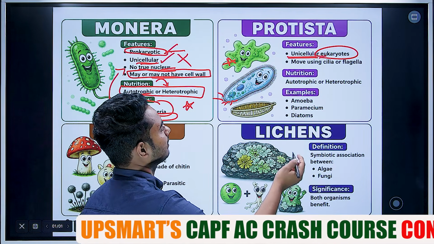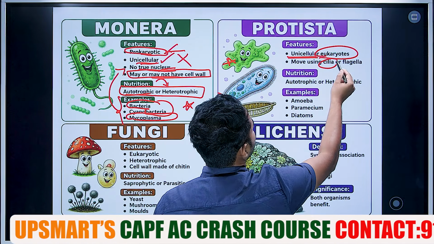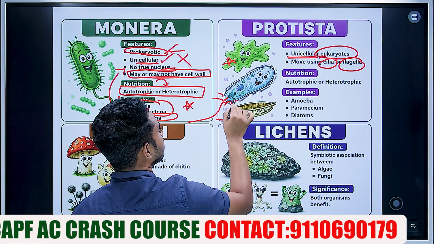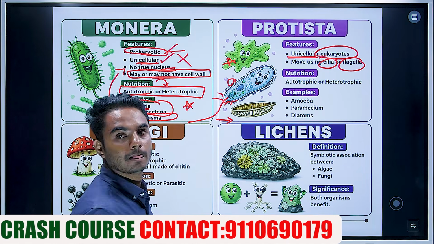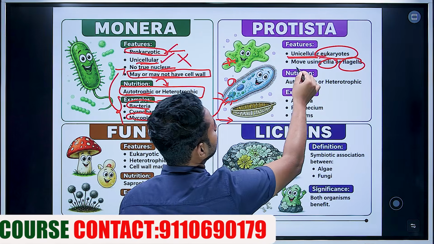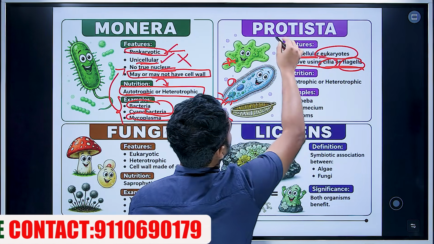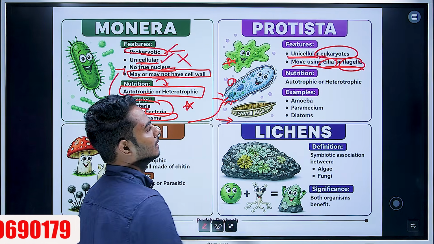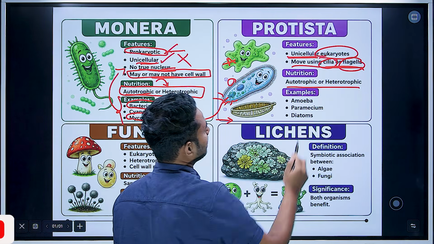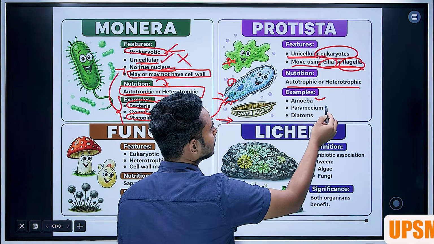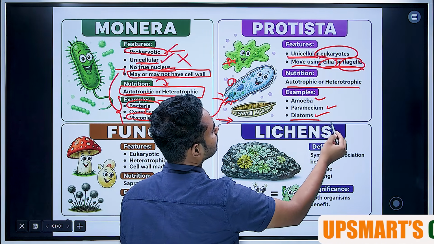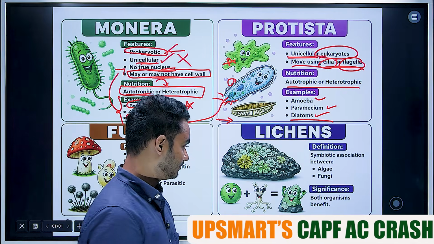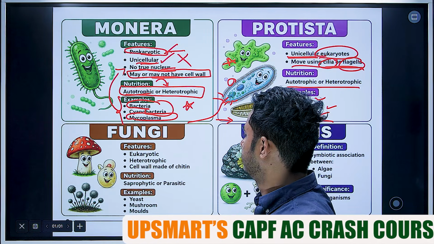Cilia, what is cilia? What is flagella? Flagella is a tail-like structure which helps in movement. Cilia is a hair-like structure. Protista move using cilia and flagella. They can be autotrophic and heterotrophic. Examples are amoeba, paramecium, diatoms. Easy, right?